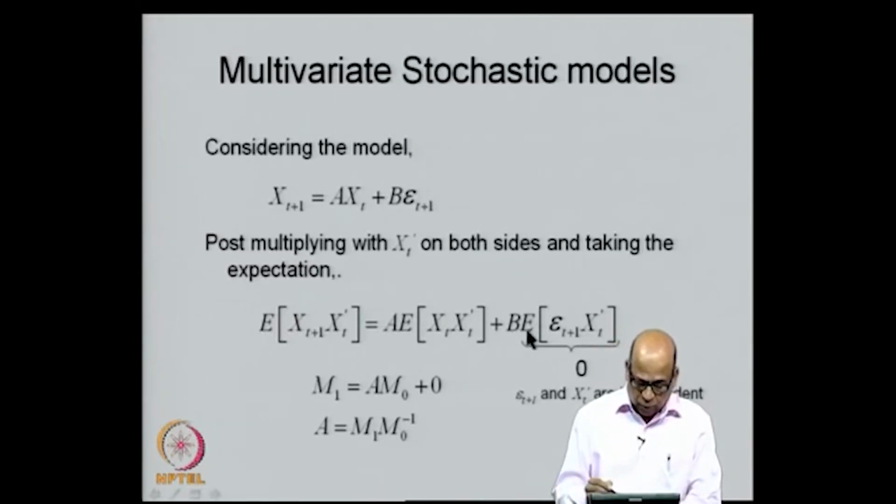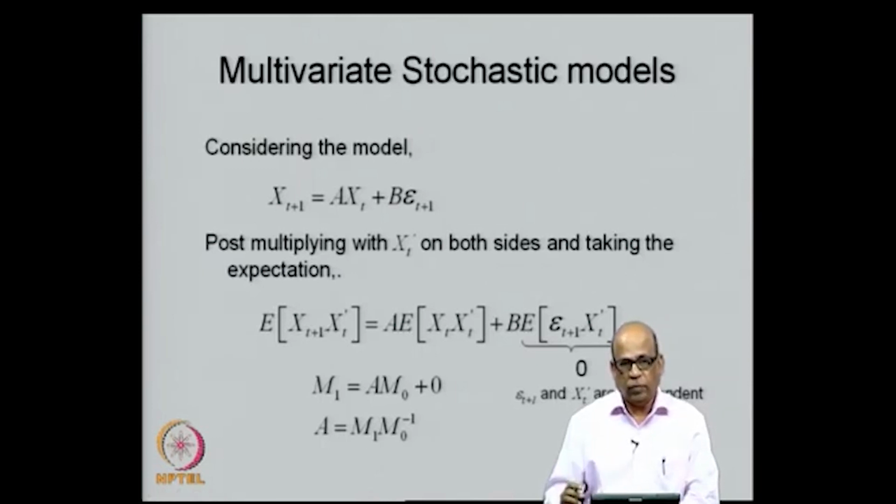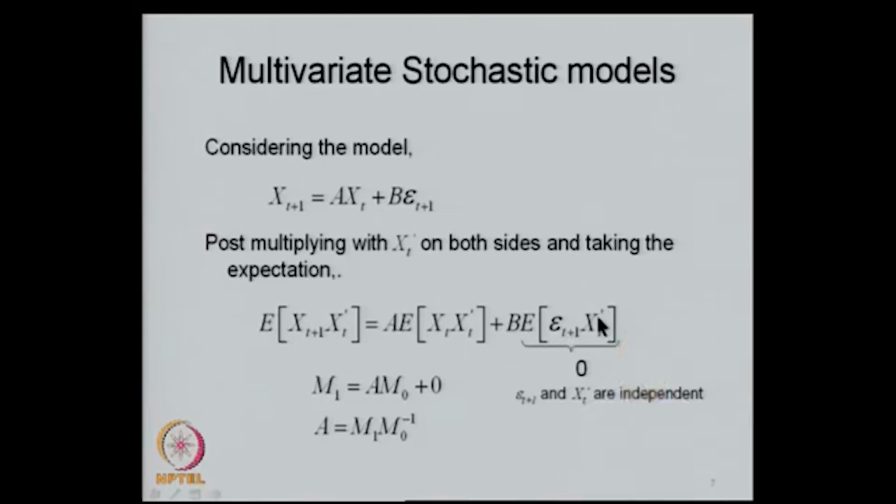Now, look at this expected value of epsilon t plus 1 x t prime. We said right at the outset that epsilon t plus 1 is independent of x t, and therefore, the expected value of epsilon t plus 1 x t prime must be equal to 0.